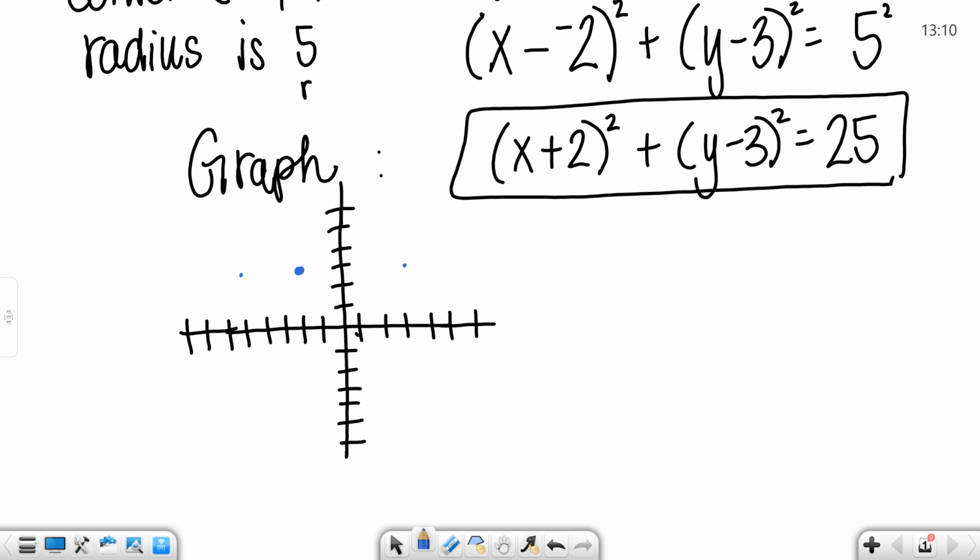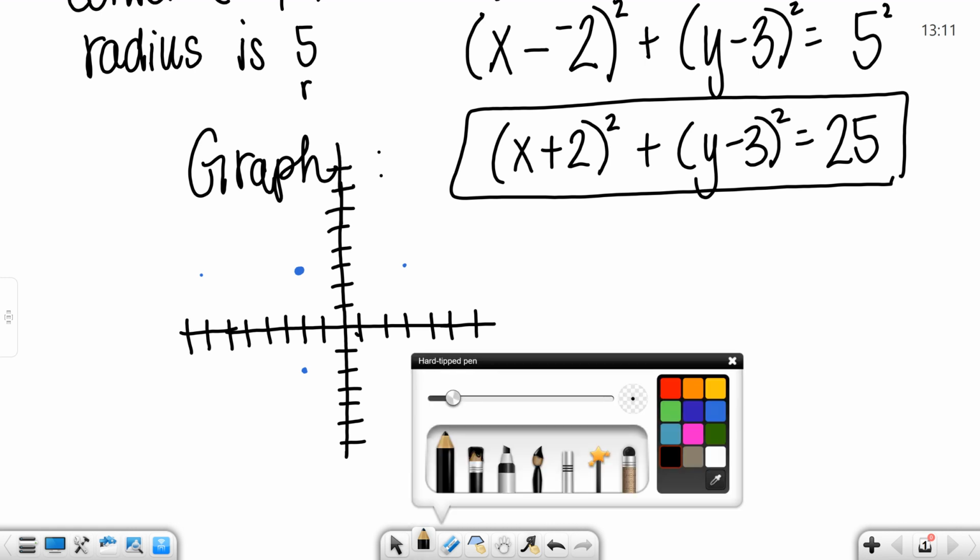1, 2, 3, 4, whoops. Let me put that there. 1, 2, 3, 4, 5 to the left would put me here. All right, 5 down: 3 would be on the axis, so I go 1, 2 more to go. And then 5 up. I don't have enough places marked. 1, 2, 3, 4, 5.